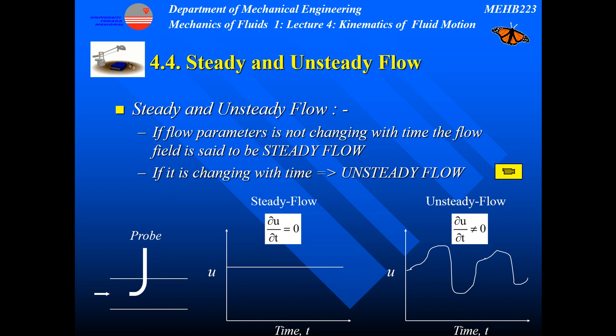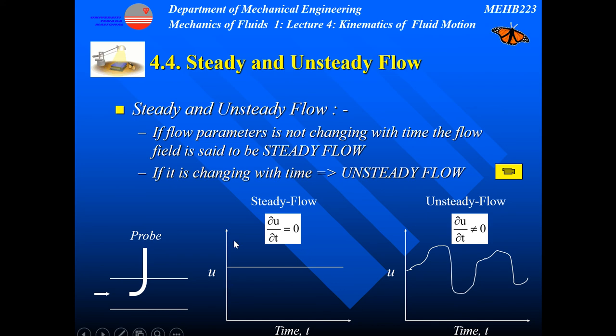When you analyze the fluid flow, you need to know what type of flow you are analyzing. There are two types of flow: steady and unsteady flows. If the flow parameters are not changing with time, the flow field is said to be steady, and if it changes with respect to time, it is called unsteady flow.